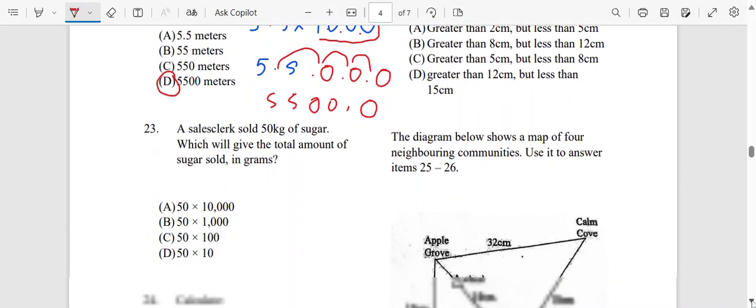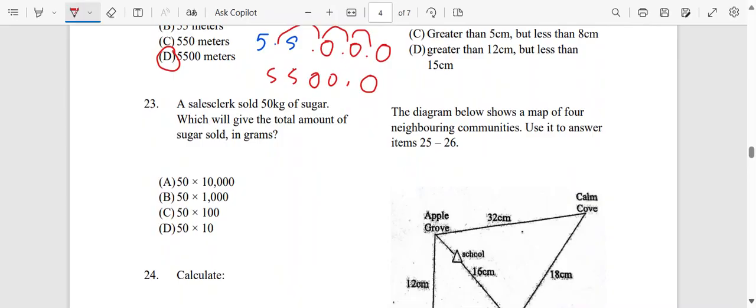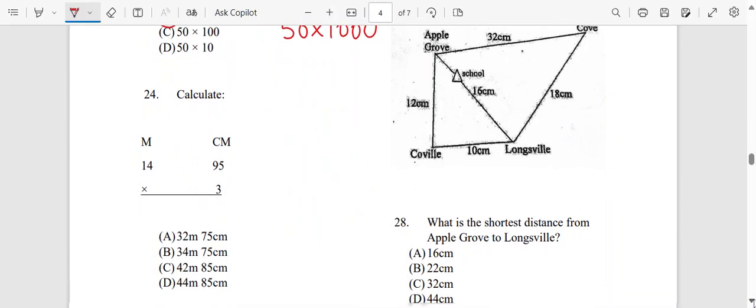Let's continue. A sales clerk sold 50 grams of sugar, which will give the total amount of sugar sold in grams. From kilo to grams is 1,000, right? So of course it would be 50 multiplied by 1,000, and so B would have been our choice right there. Paper is pretty easy, you know. It's pretty easy.